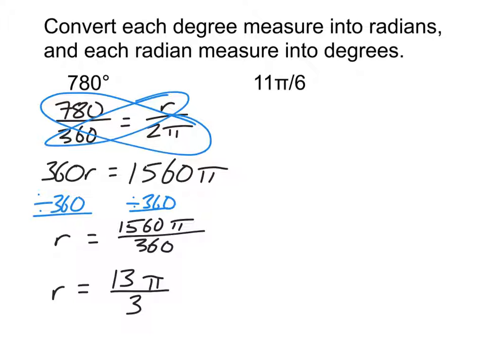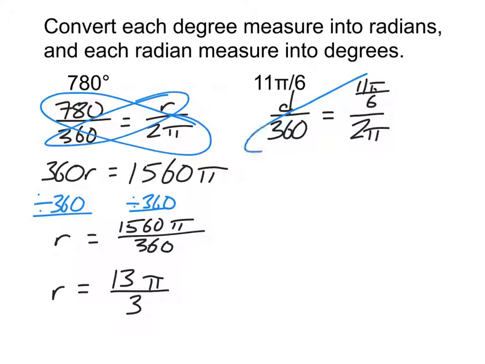So for the second problem, I do the same kind of formula. I'm going to do the d over 360, but in this case I don't know what d is, so I do d over 360 equals r over 2 pi. But in this case, I know what r is. r is the 11 pi over 6. And then we cross multiply. Now when we cross multiply, that means I'm doing 360 times 11 pi over 6. So do 360 times 11, divide it by 6.